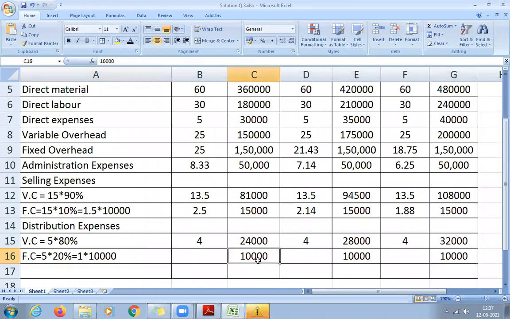Now you divide it by the respective outputs. 10,000 divided by 6,000. How much will you get? 1.67. Let me check my answer. Yes, I also got the same. Next, 10,000 divided by 7,000. 1.43 is correct. Next, 10,000 divided by 8,000. 1.25. Everybody got it?